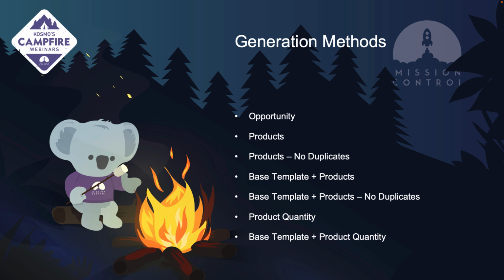Product quantity will allow you to increase the quantity on the product, which will cause multiple milestones to be created. And then base template plus product quantity will allow you to have a base template plus as many products as required based on the quantity established.